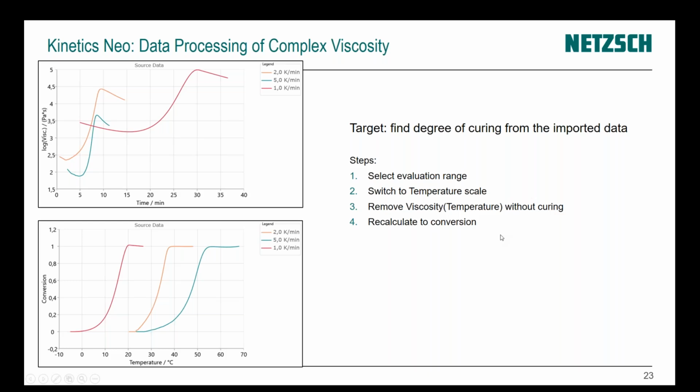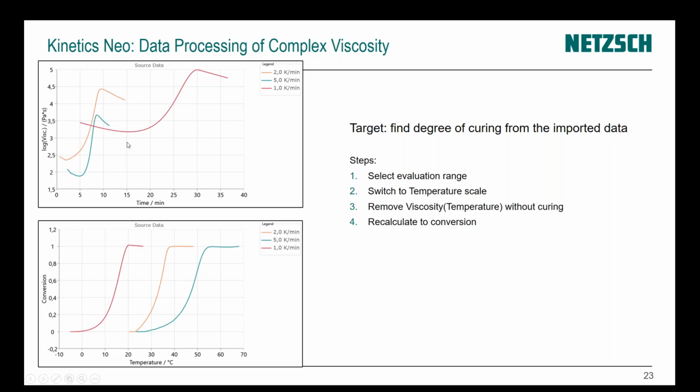And now what happens if we make some kinetic analysis? Firstly, we have our data. Here we have measurements with 1, 5, and 2K per minute.